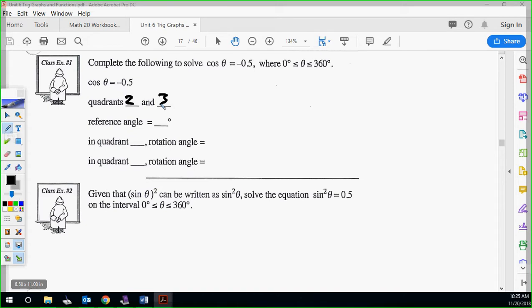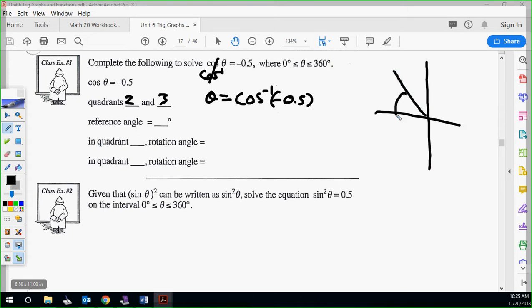To find the reference angle, it's like you're solving. You go cos inverse to get that to go away. Type cos inverse of negative 0.5 into your calculator. And what's the reference angle of 120? Not 30. Yes, you got 120. So 120 is right here, and 60 is the reference angle of 120, because it has to reach 180. So your reference angle is 60.